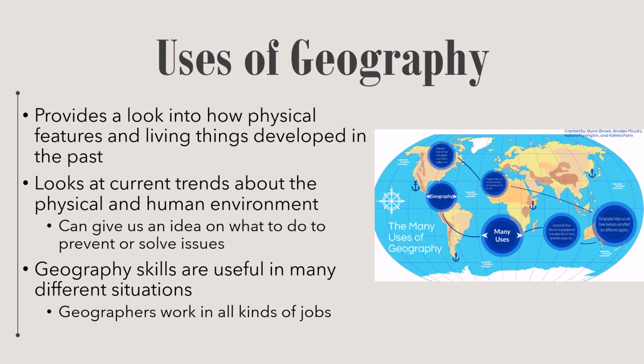And then the last of the 6 elements is the uses of geography. So this gives us a look into how physical features and living things have developed in the past and how we can predict the future based off of that. So we can look and see what countries have a lot of people either moving in or being born who are increasing in their population, and how that has affected them in the past and how it can affect them in the future. So this can help us get ideas on how to prevent issues from happening or how to solve issues that are happening. And all of these skills are very useful in lots of different jobs.